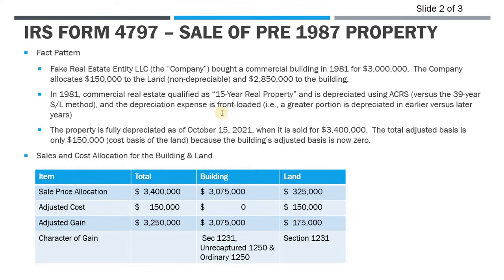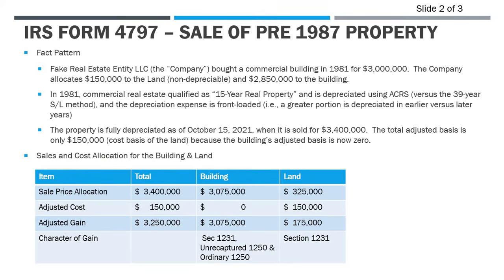Now, because we were on this 15-year accelerated method, the property is fully depreciated by the time we sell it. We're talking 40 years later, so all of the building has been depreciated now, and the adjusted basis we have of the property is only $150,000, and that's because of the land. Remember, land is not a depreciable asset.